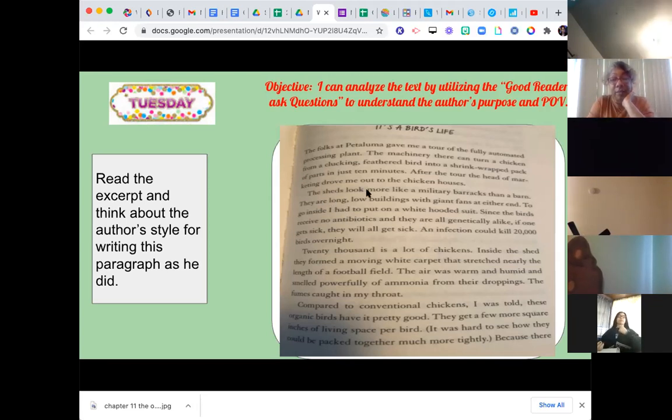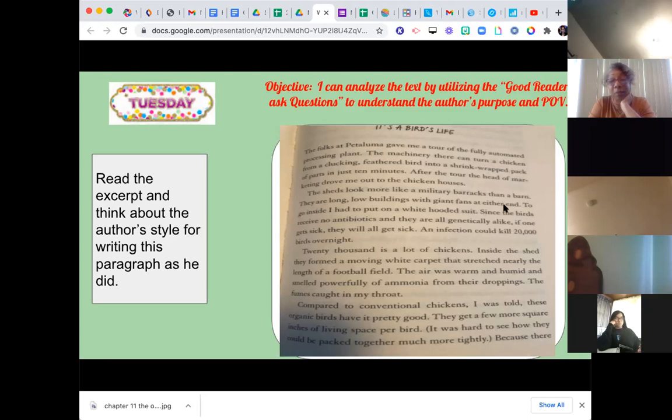The sheds look more like a military barracks than a barn. They are long, low buildings with giant fans at either end. To go inside, I had to put on a white hooded suit since the birds have received no antibiotics and they are all genetically alike. If one gets sick, they will all get sick. An infection could kill 20,000 birds overnight.